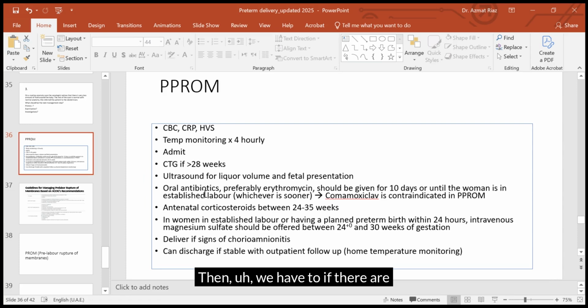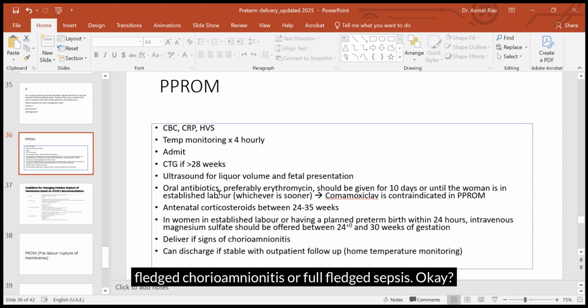Okay, then if there are no allergies, we have to start oral antibiotics, if she's not in full-fledged chorioamnionitis or full-fledged sepsis. Okay, so even routinely we have to start oral antibiotics. Usually, according to the guidelines, it's erythromycin, but we can give some other antibiotics, because usually in the UAE erythromycin is short, so we can give even cephalosporins.